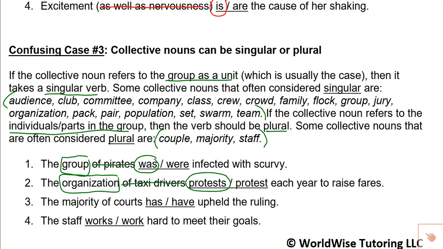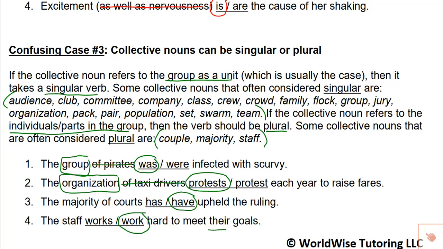The majority of courts: majority in this case is considered plural because it's looking at each court individually. And for that reason, we're going to choose the plural verb have. The staff works or work hard to meet their goals. Because it has this "their goals," it's looking at the staff as a group of individuals. And since it's looking at them as more of a plural noun, we're going to choose the plural verb work.